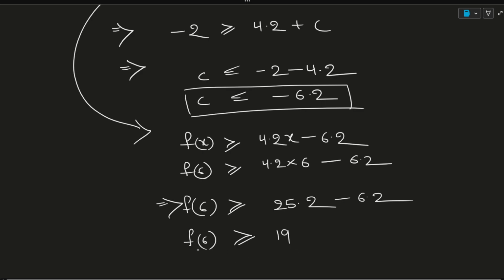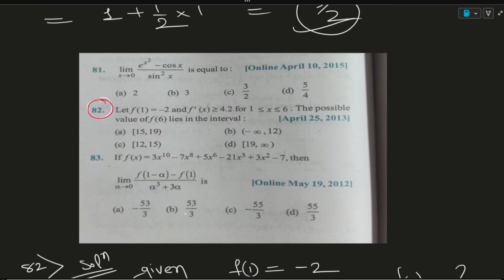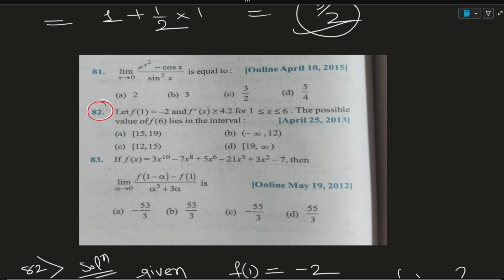Okay, f of 6 is greater than or equal to 19. Now we'll go to the options. So if we see option A, we got the value that f of 6 is greater than or equal to 19.